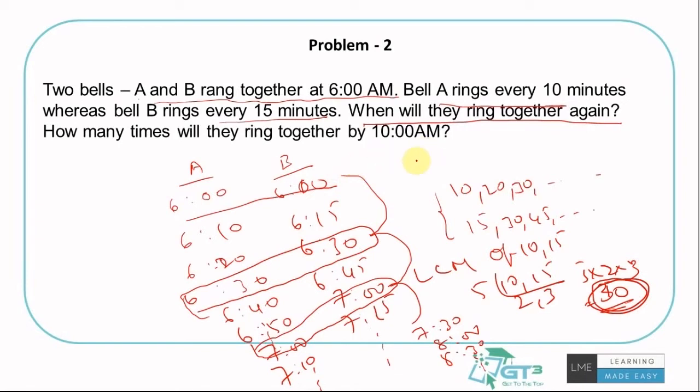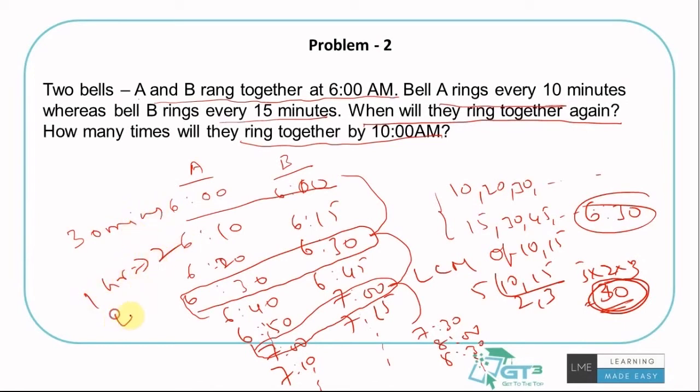Right. So the first time they ring together is at 6:30. How many times will they ring together by 10 a.m., right? So I know that every 30 minutes they're ringing. So in 1 hour they'll ring 2 times. So 6 a.m. to 10 a.m. there's basically 4 hours. So that's basically 8 times. So by 10 a.m., should I count 10 a.m.? So that's when they ring the 8th time, right? So that's okay. That's not the essence of the question. Understand that it rings every 30 minutes and that should be clear.